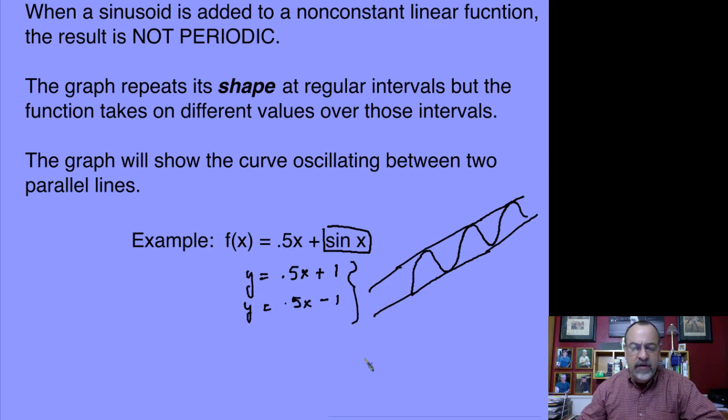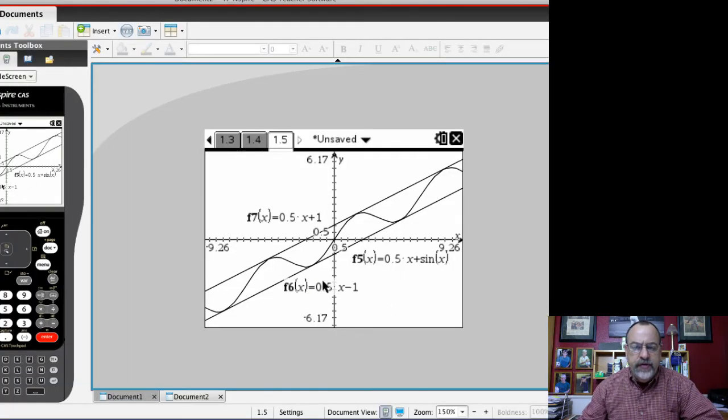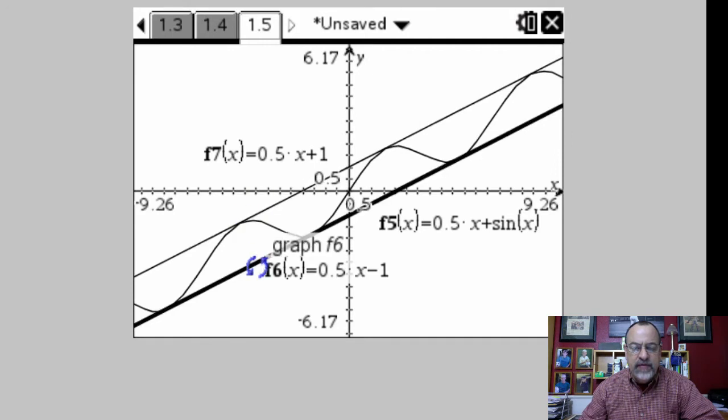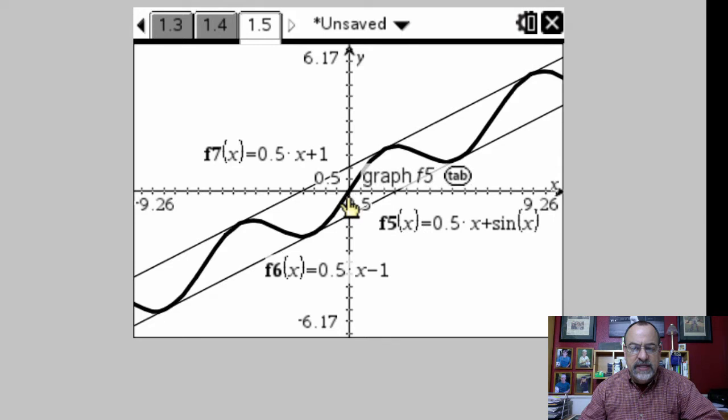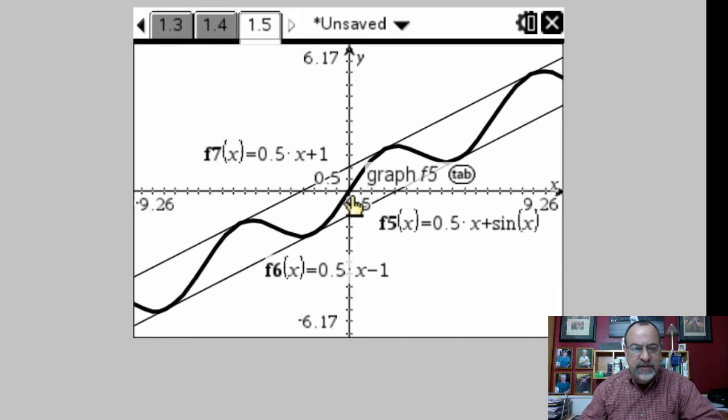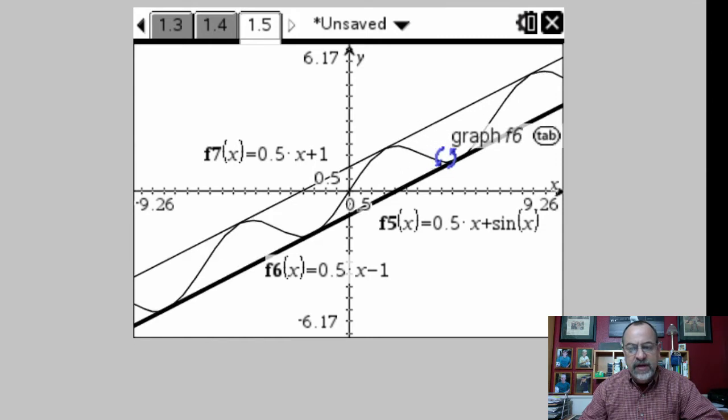Okay, so I have a graph of that. Let's take a look at that. So here you see I have the graph of 0.5x plus 1. It has a y-intercept of 1 and a slope of 1/2, and then the line 0.5x minus 1, and you'll notice that this sine wave does oscillate in between these 2 parallel lines. Now notice that it does start at 0. Remember, the sine wave goes from 0, max, 0, min, 0, and so the sine portion of this graph that has this linear equation added to it still starts at 0, and then you see it oscillates in between these 2 parallel lines.